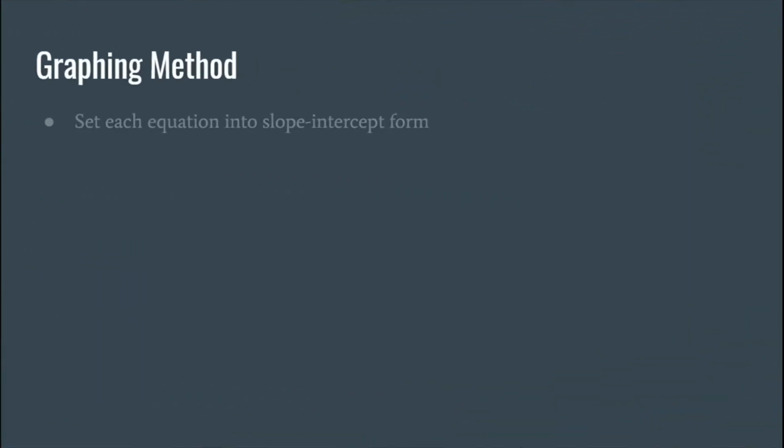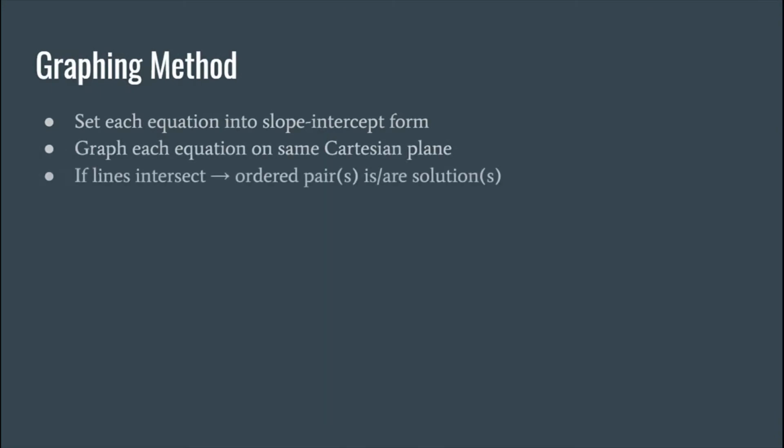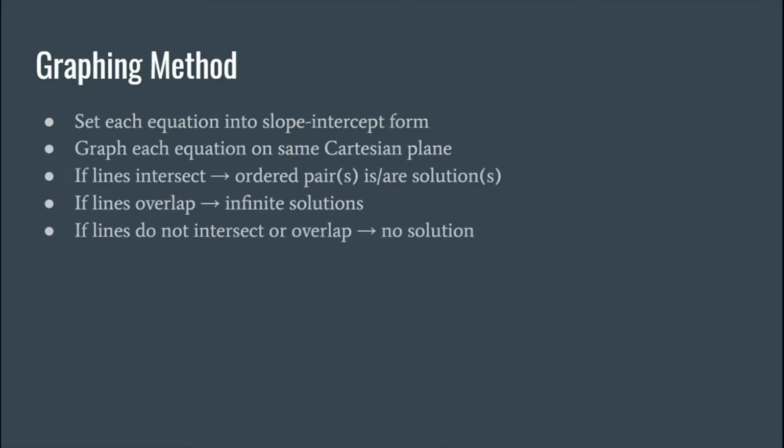Okay, now moving on to the graphing method. So the easiest way to do this is to set each equation into slope-intercept form and then graph them. So if the lines intersect, then you have one or two solutions, depending on what your equations look like. You might be doing a quadratic equation with a linear equation, so it might intersect more than once. If you're doing linear stuff, then if the lines overlap, you have infinite solutions, and if they don't intersect or overlap, then there's no solution.